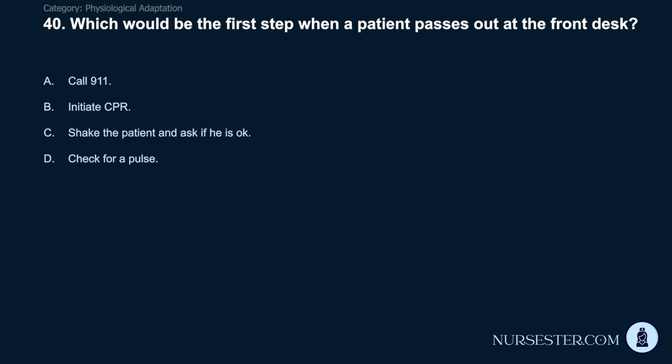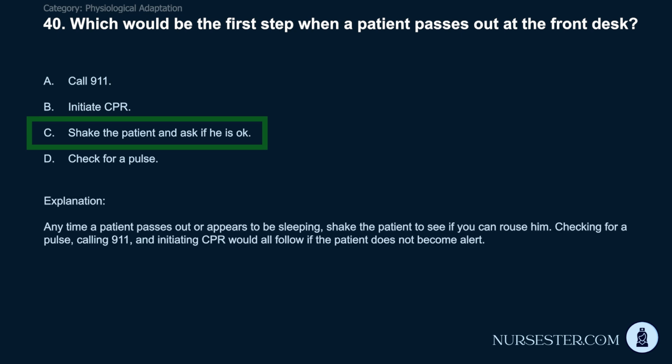40. Which would be the first step when a patient passes out at the front desk? A. Call 911. B. Initiate CPR. C. Shake the patient and ask if he is okay. D. Check for a pulse. Correct answer, C. Shake the patient and ask if he is okay. Anytime a patient passes out or appears to be sleeping, shake the patient to see if you can rouse him. Checking for a pulse, calling 911, and initiating CPR would all follow if the patient does not become alert.